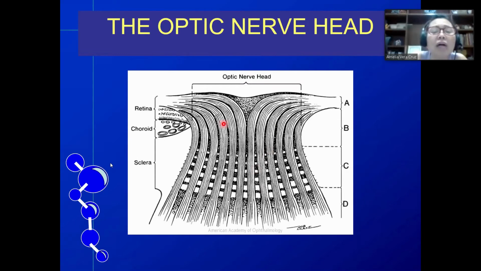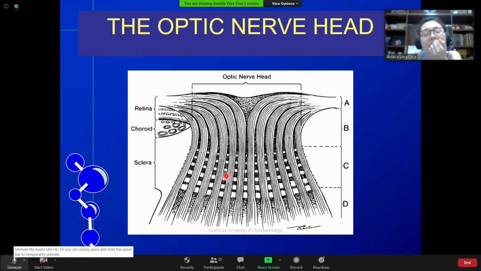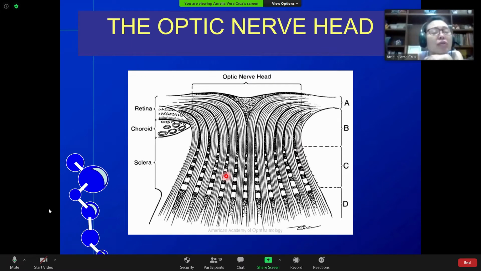In glaucoma, you lose glial cells, the support here of your optic nerve becomes weaker. So, pag nag-increase ang pressure, madali siya ngayon magbaw. Madali siyang lumaki ang cup. Tell me if you don't understand, ha? You tell me.